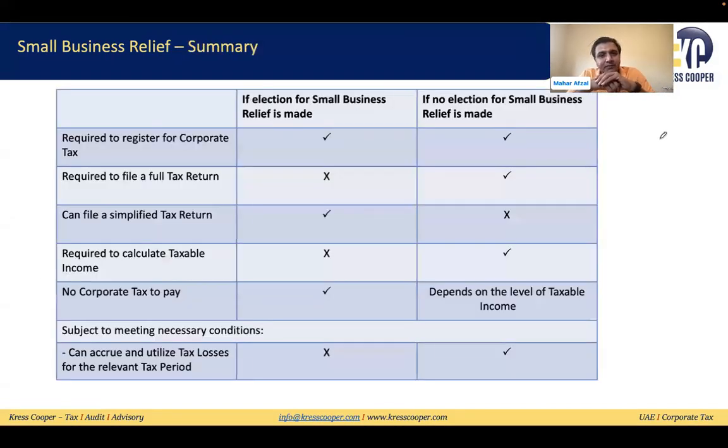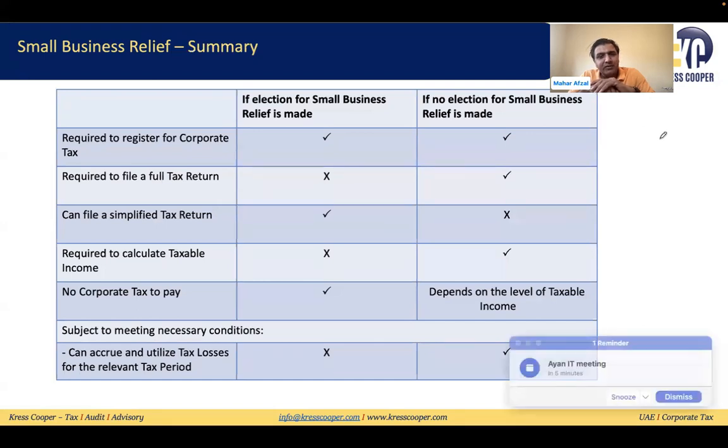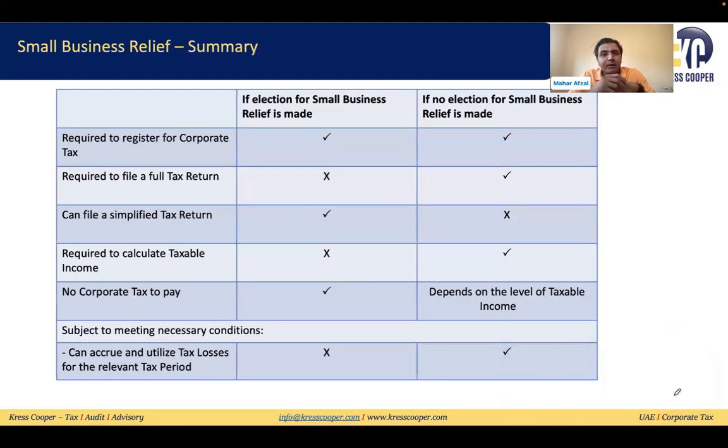What they need to do, what they do not need to do. This is a chart which has been given in the guide. Election for small business relief, no election for the small business relief. First, required to register? Yes, they are liable to register as we discussed. Then required to file a tax return? No full tax return. They are required to submit a simplified tax return.